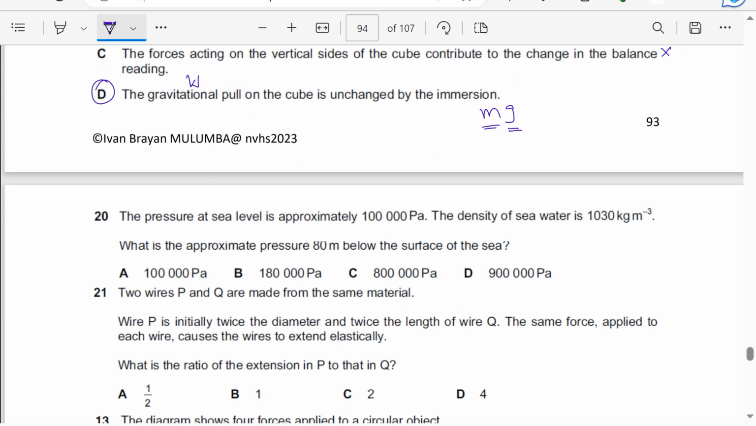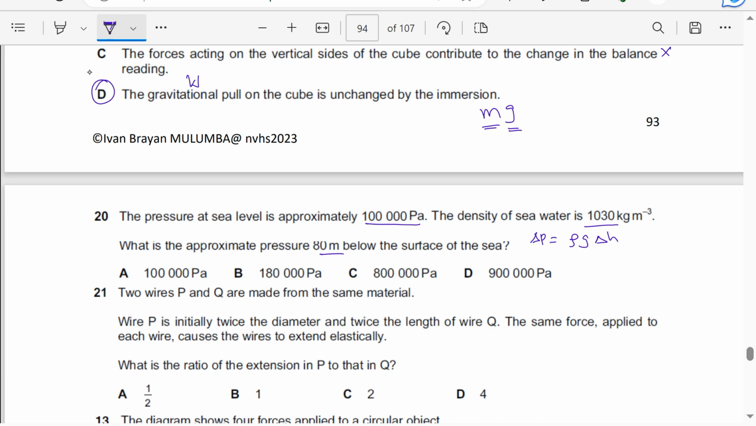The pressure at sea level is approximately 100,000 pascals and the density of seawater is 1030 kilograms per meter cubed. What is the approximate pressure 80 meters below the surface? Okay, this is an IGCSE equation. The pressure difference is equal to density times g times the difference in height or depth.